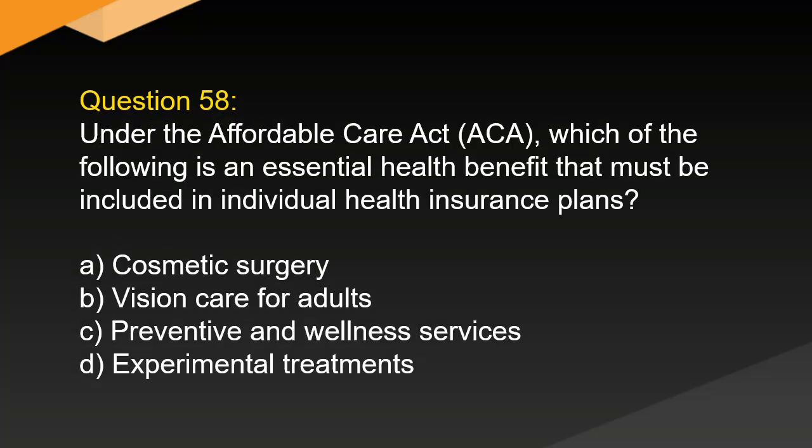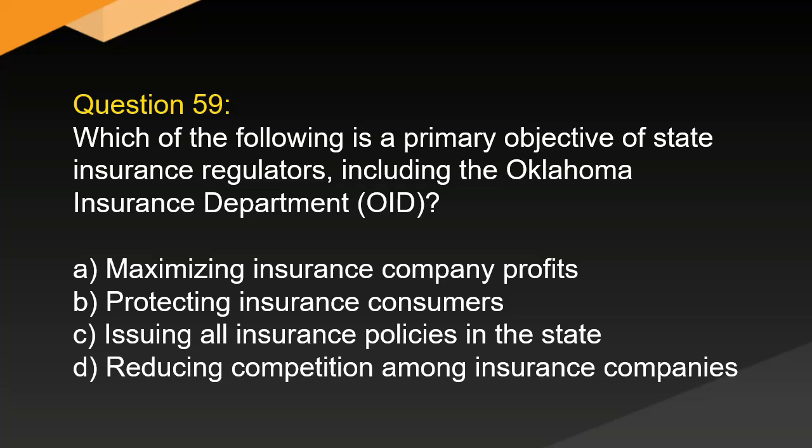Question 58. Under the Affordable Care Act, which of the following is an essential health benefit that must be included in individual health insurance plans? A. Cosmetic surgery. B. Vision care for adults. C. Preventive and wellness services. D. Experimental treatments.